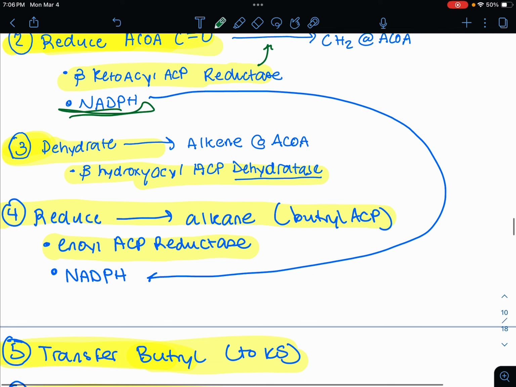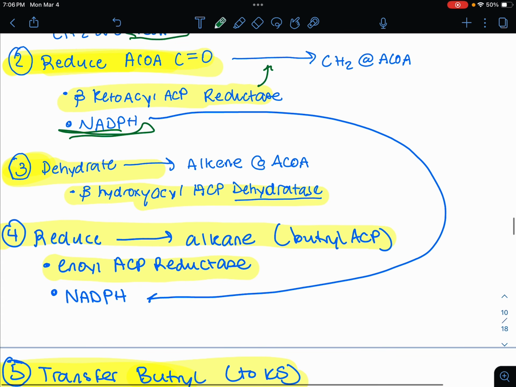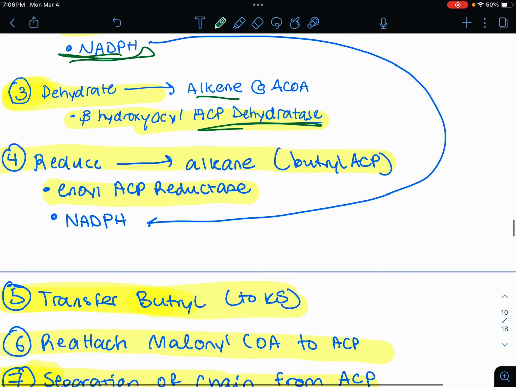Step 3, we're going to use a dehydration reaction to get an alkene, with this at the acetyl-CoA. So the enzyme for step 3, the dehydration, will be beta-hydroxyacyl ACP dehydratase.